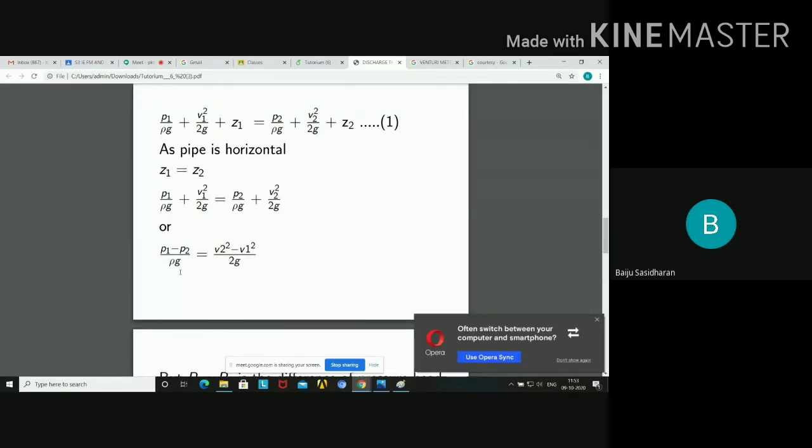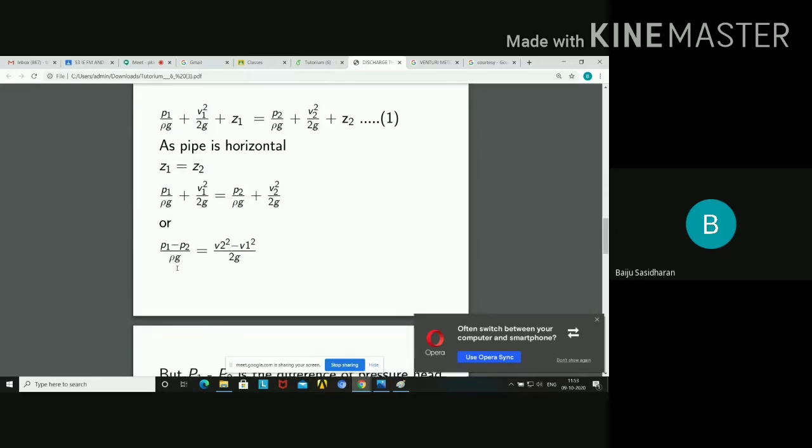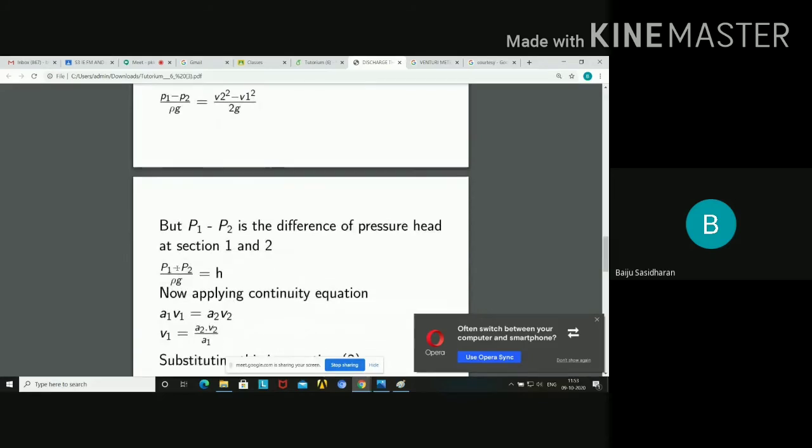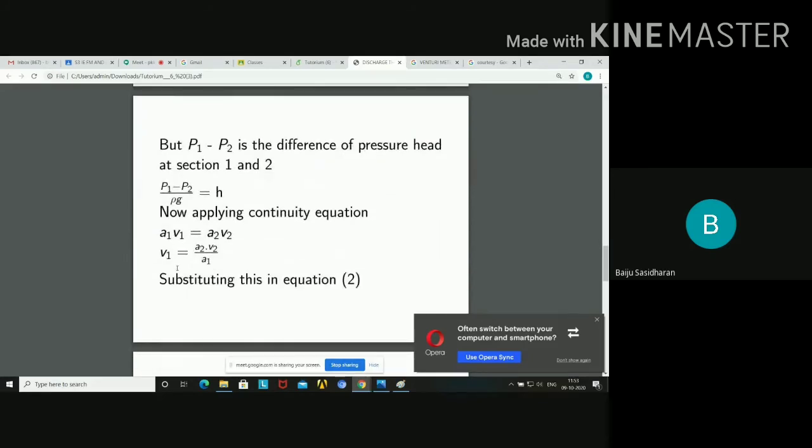Already P by rho g. Otherwise, P is equal to rho g H. Therefore, P by rho g is a H, and here that H indicates the difference in pressure head. P1 minus P2 is the difference of pressure head at sections 1 and 2. Therefore, P1 minus P2 by rho g is equal to H.